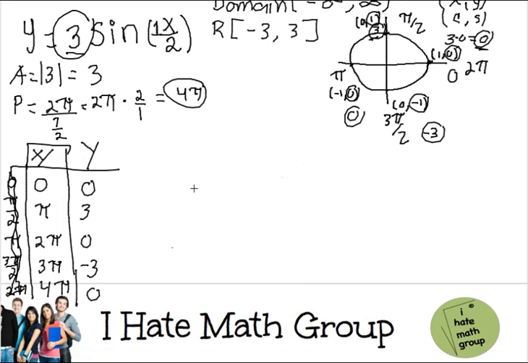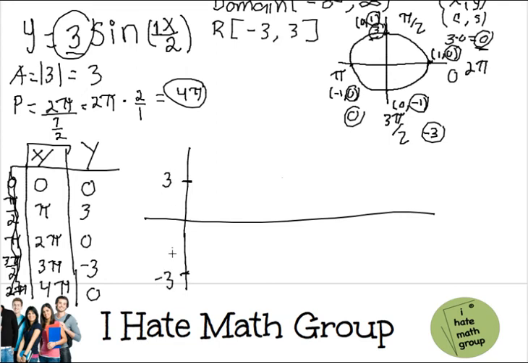Let's go back to our main screen and let's do it. So it's going to be like this. Remember, the amplitude is 3 and then -3, that's the y value, and I go 0, then look, this is pi, 2 pi, 3 pi, and 4 pi. Awesome. Now 0, 0, then pi is 3, 2 pi is 0, 3 pi is -3, and 4 pi is 0.